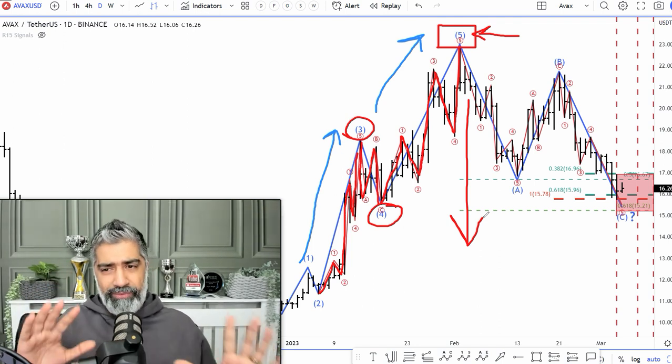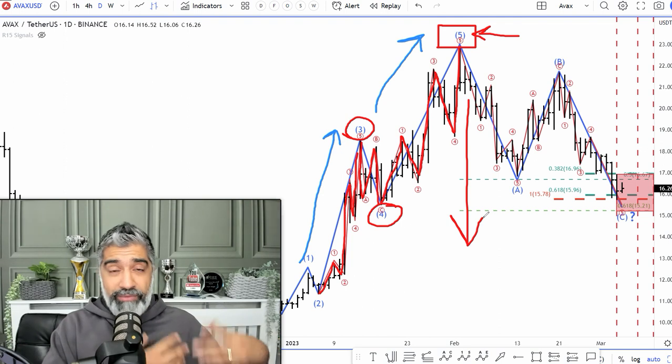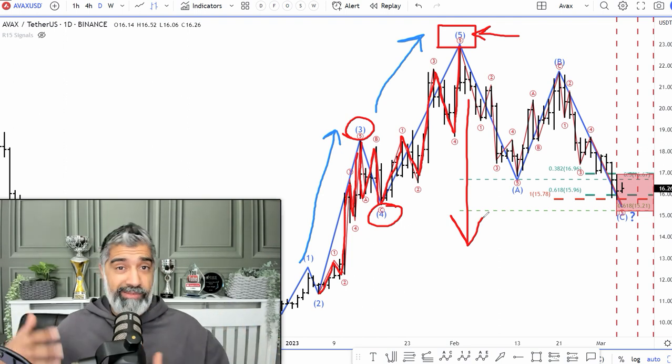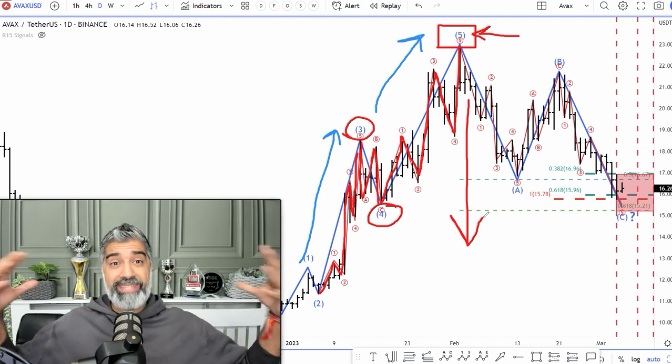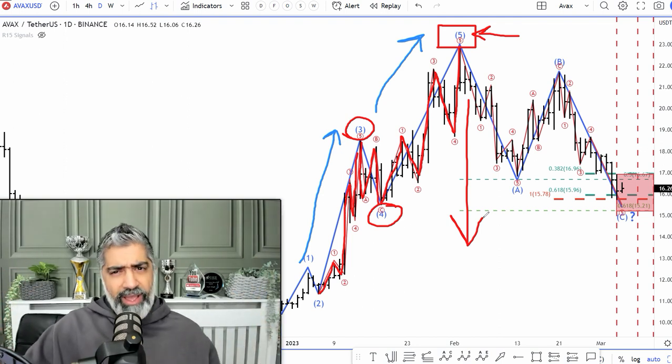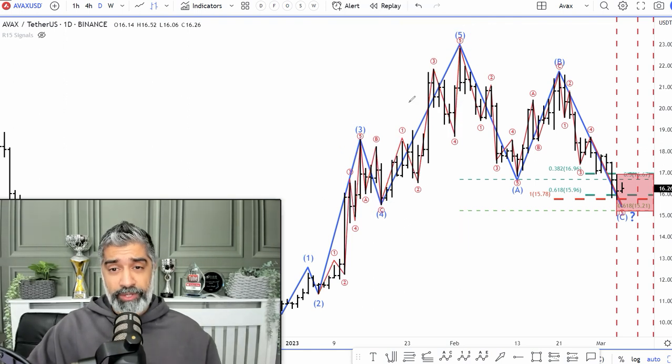So now what we're going to do with AVAX, but again, this applies to Bitcoin, Ethereum, Matic, Solana, other markets, whether it's the euro versus the dollar, whether it's gold, it applies because it's crowd psychology and it plays out like you wouldn't believe. And I found often, if this is new to you, sometimes it's a bit hard to get your head around. Like, can this be true that markets move in 5s and 3s? Well, let's just look at AVAX.